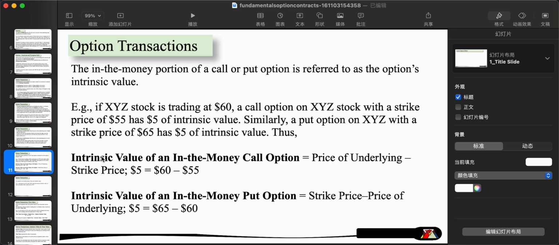Thus, the intrinsic value of an in-the-money call option is the price of the underlying minus the strike price, which means $5 equals $60 minus $55. The intrinsic value of an in-the-money put option is the strike price minus the price of the underlying. That means $5 equals $65 minus $60.